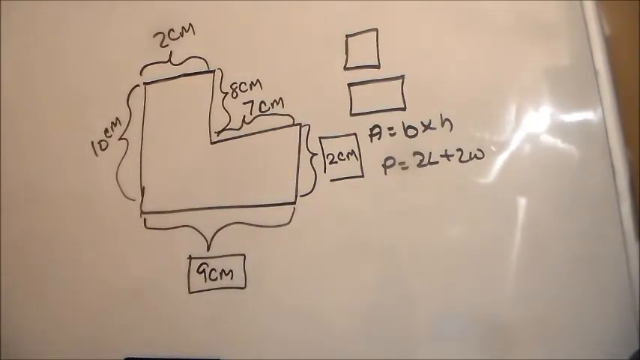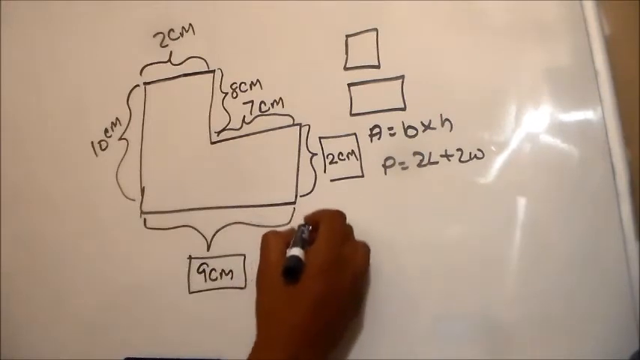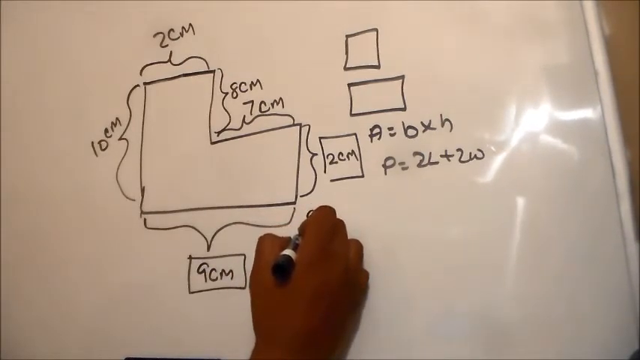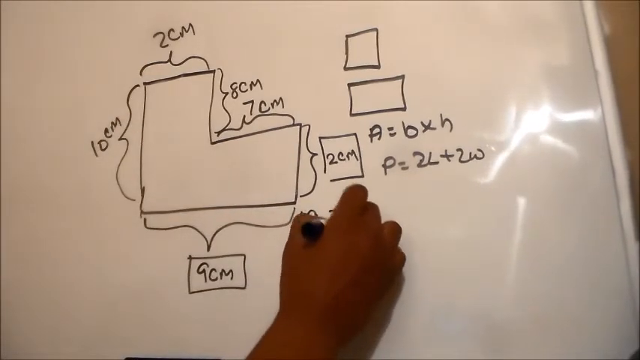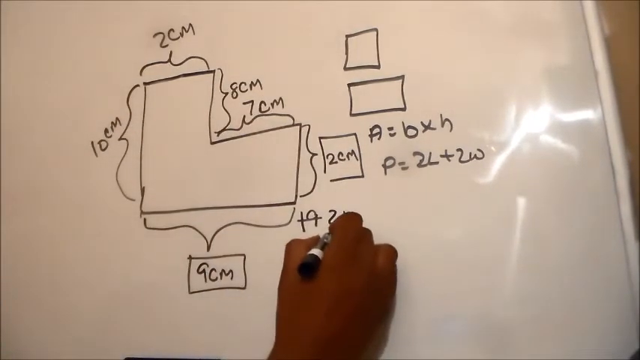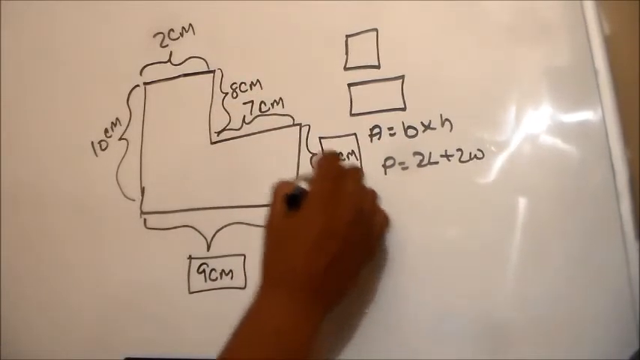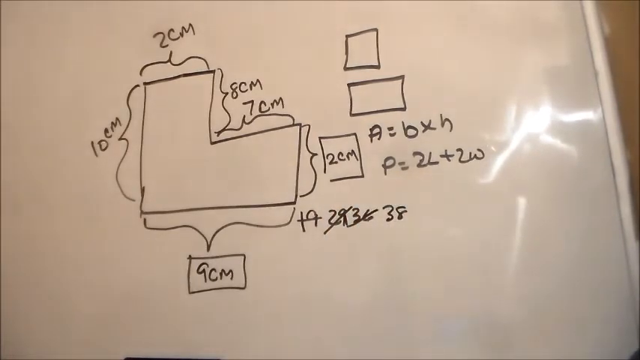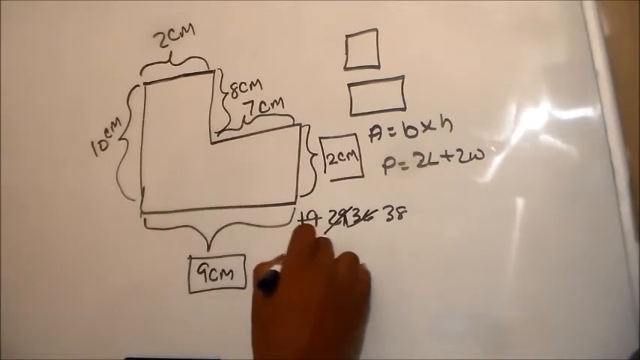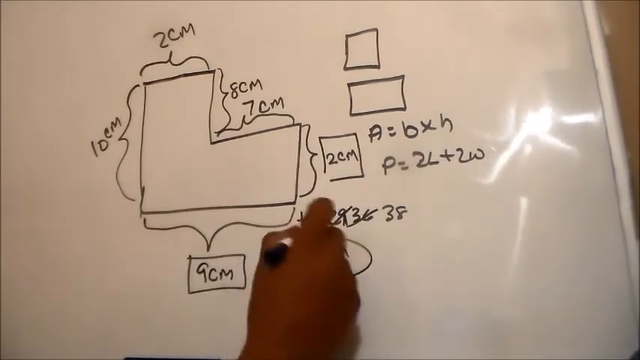So it's easy to come up with the perimeter because we're going to be a little bug walking around the whole thing. So we could say 9 and 10 plus 10 is 19 plus 2 is 21 plus 8 is 29 plus 7 is 36 plus 2 is 38. That is our perimeter, 38 centimeters. Okay?